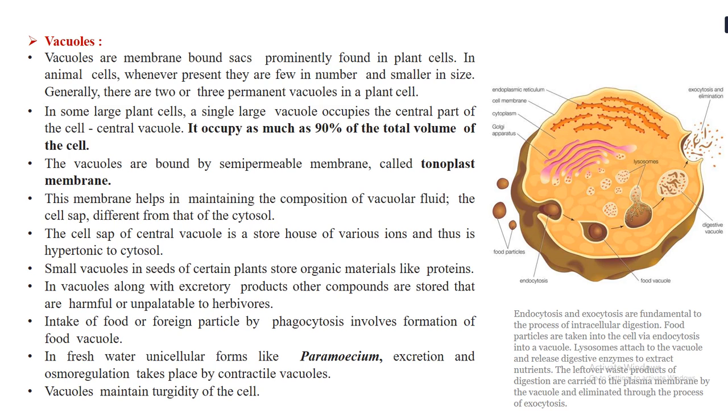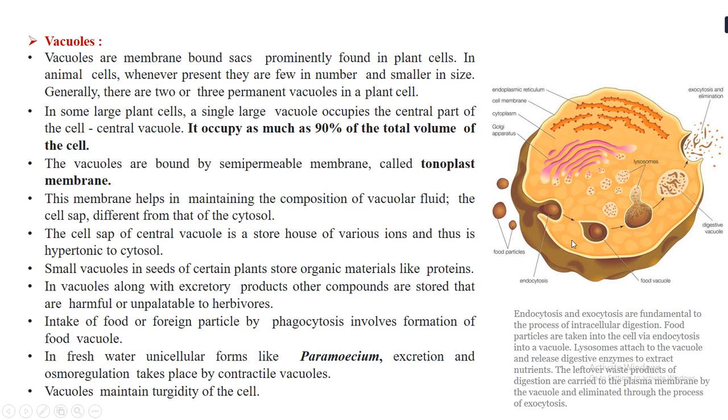flower. Now intake of food or foreign particles by phagocytosis also involves the formation of food vacuole. As you can see in this picture, endocytosis and exocytosis are the two fundamental processes of intracellular digestion. The food particles which are taken up by the cells get into the cell via endocytosis. So what is endocytosis? It is the food particles entering into the cell.